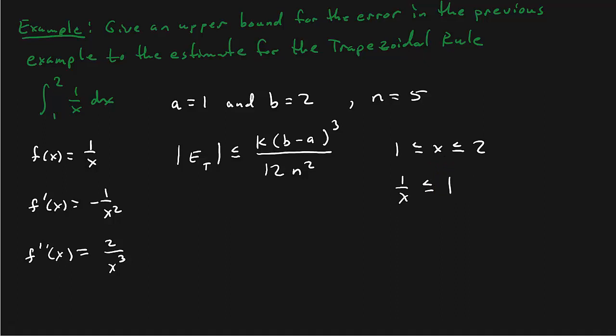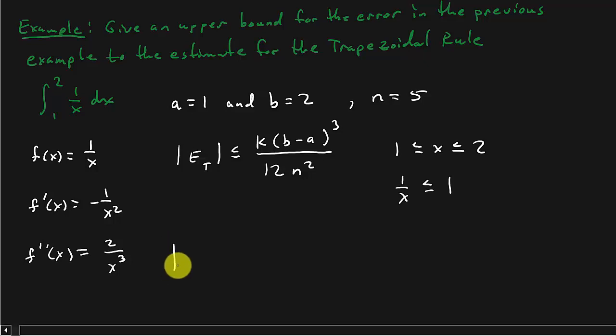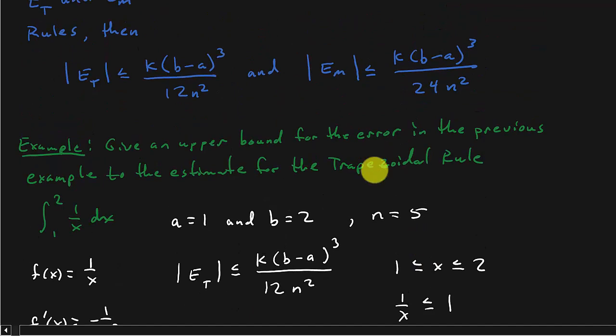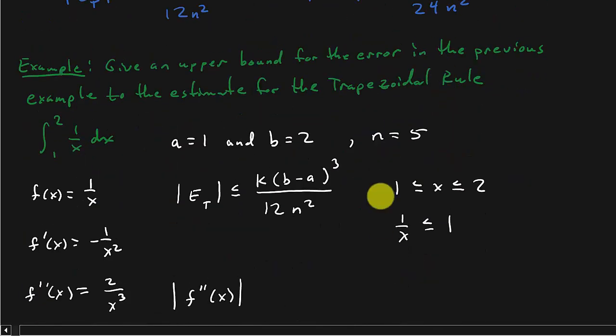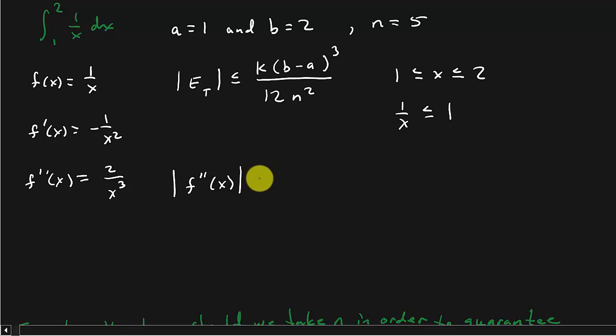So how do we know what K is? All right, so we have the absolute value of f double prime x. What I'm doing here is this: I'm going to figure out what K is. So f double prime of x is less than or equal to 2 over x cubed, right? We got this right here.